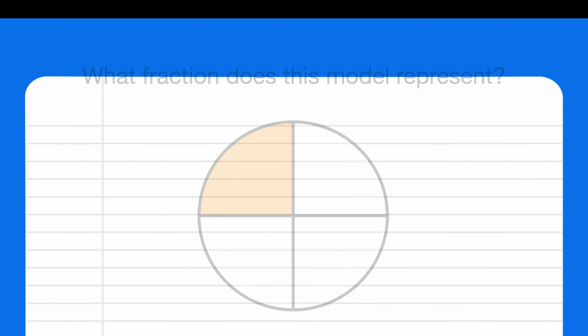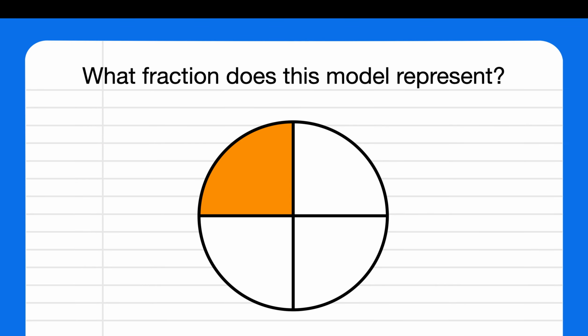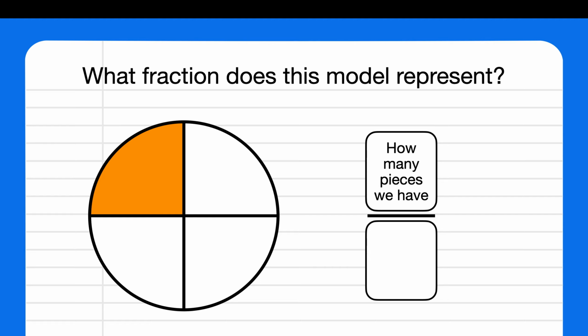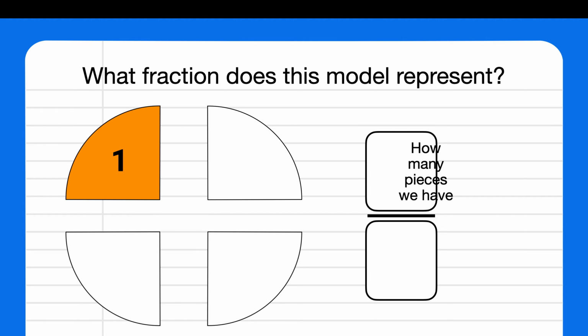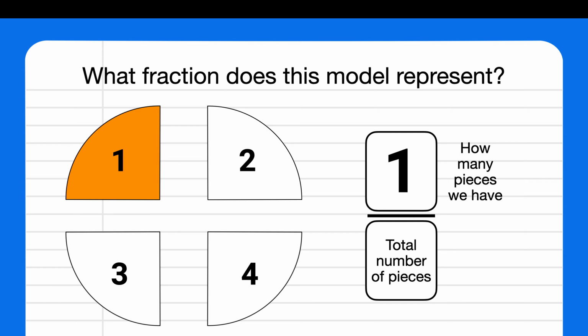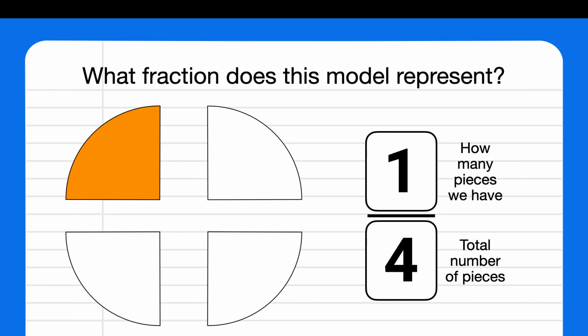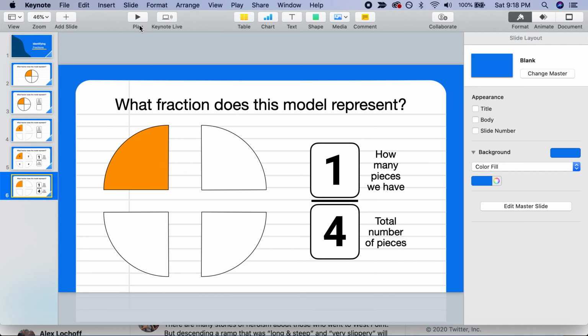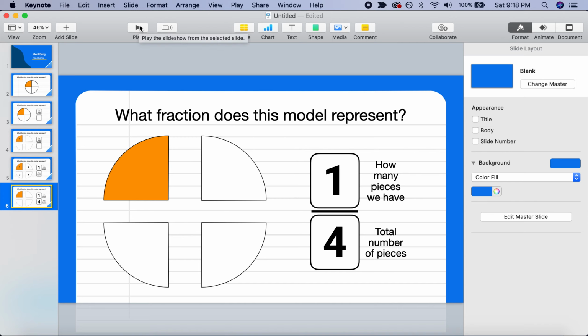We're identifying fractions. What fraction does this represent? Well, here's the fraction. If we split it up, there's 1 piece. The denominator will be 4. So you can see it's getting closer, but we're going to have to round this out with some animations on each slide. And so let's do that starting at the very beginning.